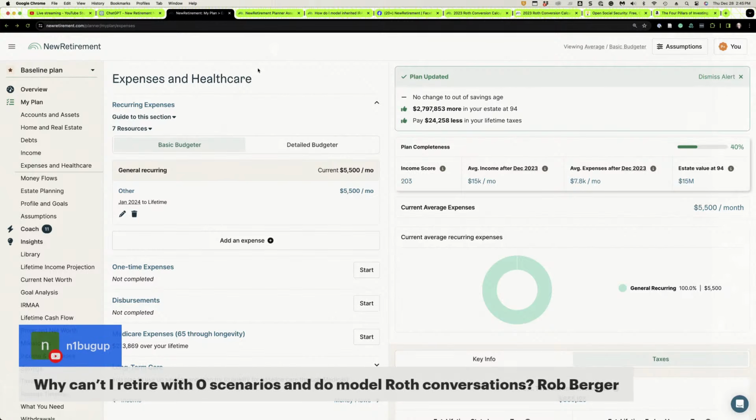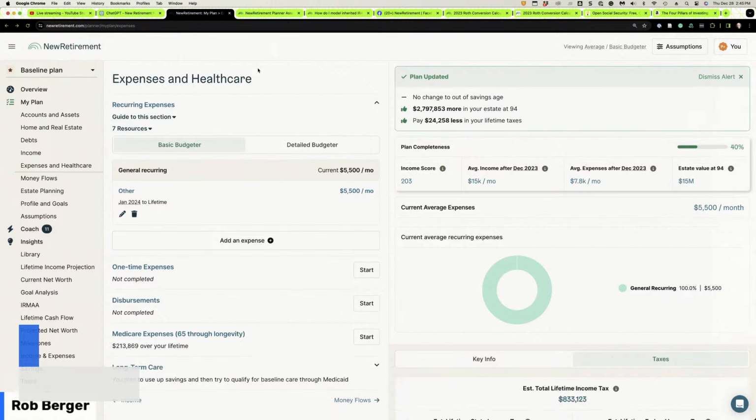I confess I don't follow this question. Why can't I retire with 0 scenarios and do model Roth conversions? I don't follow that. If you can maybe add a little more to that question.